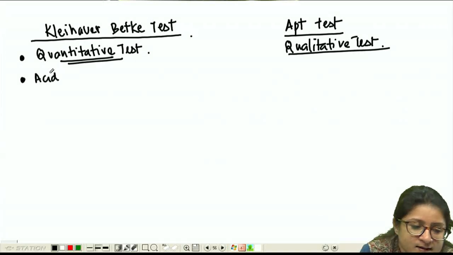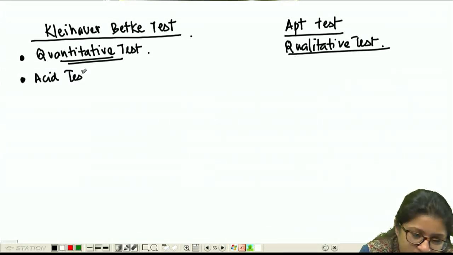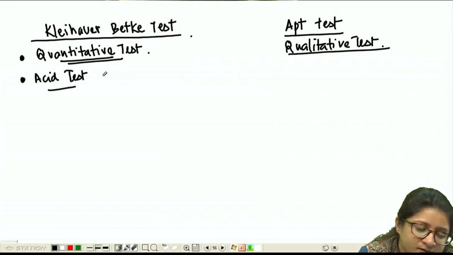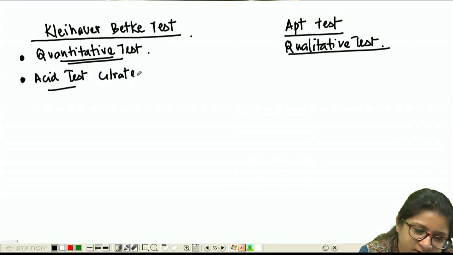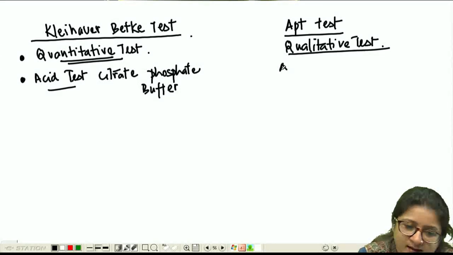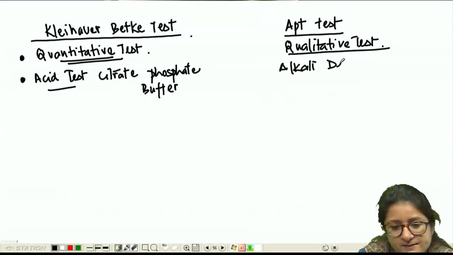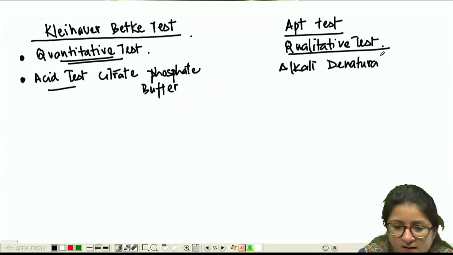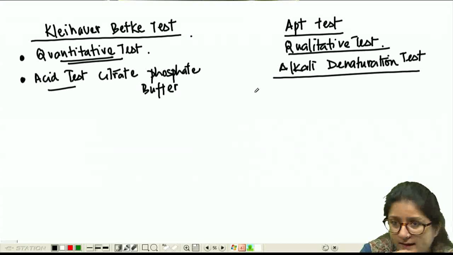It is an acid elution test, okay? The buffer is citrate phosphate buffer. The APT test, on the other hand, is an alkali denaturation test, right? And the APT test is also a bedside test.